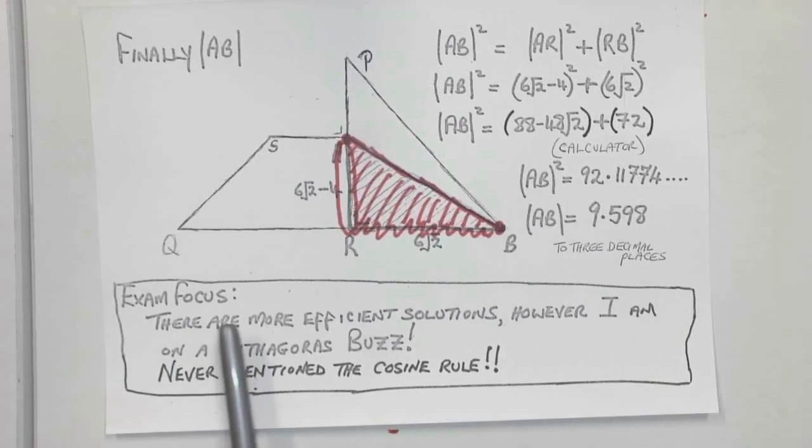Exam focus. There are more efficient solutions. However, genuinely, I'm on the Pythagorean buzz here, and I never mentioned the cosine rule, and if you saw that and it's quicker, well done you. I applaud you. Thank you.